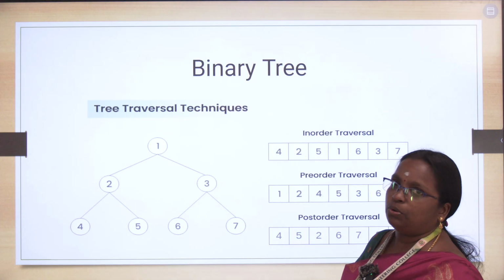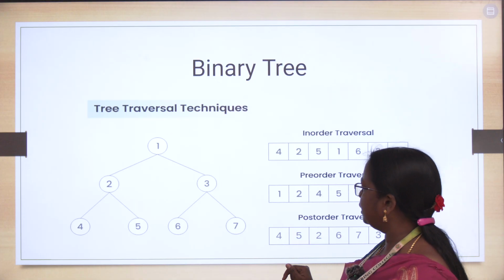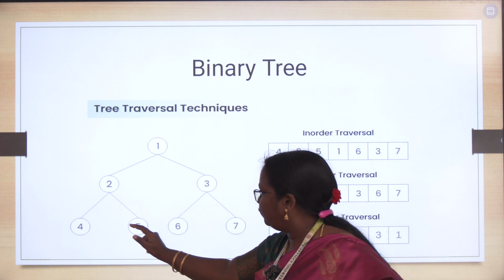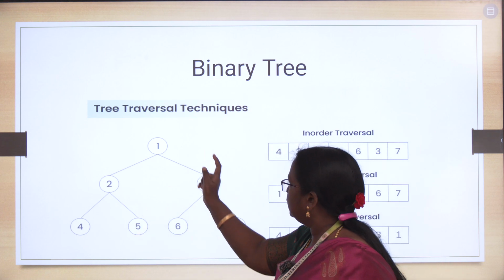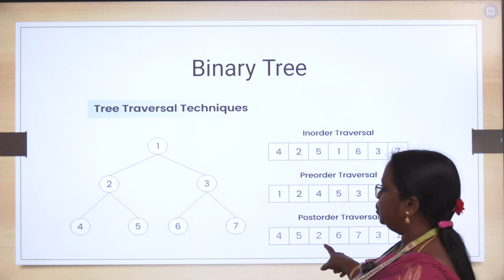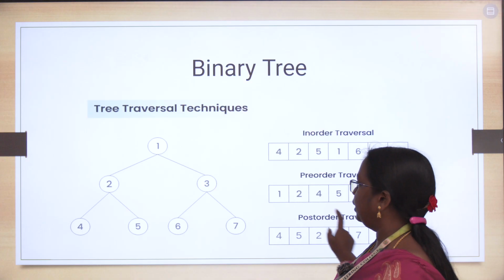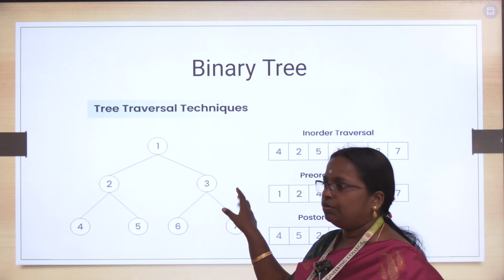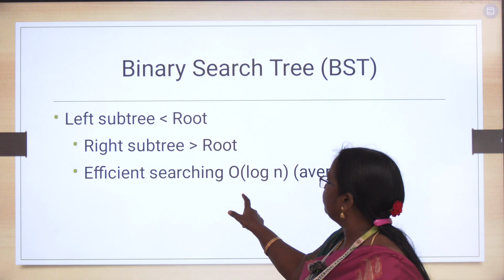Next I have given the post order. In post order we have to see the left and you have to see your right and then you have to go for your root. So that is the order I have maintained: 4, 5, 2, 6, 7 and 3, 1. So this is a sample representation for your traverse techniques.